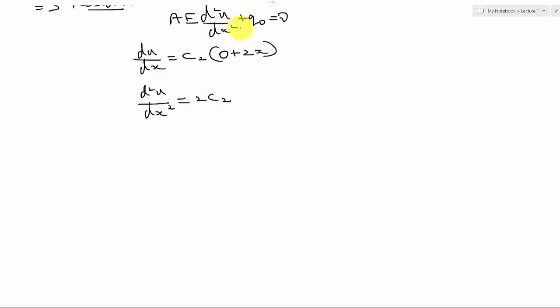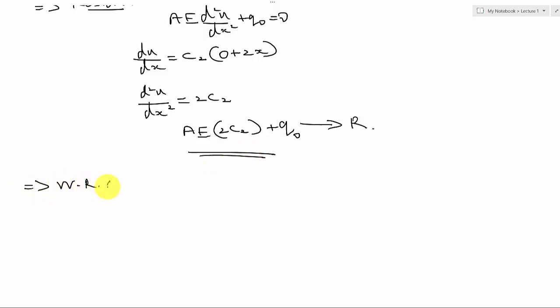Okay, so now I can substitute this in the governing differential equation, that is AE 2c2 plus q naught. This is going to be my R. So this is my residual, that is very important. Okay, so the first step is calculation of trial solution, the second step is calculation of residual, and the third step is using weighted residual method.